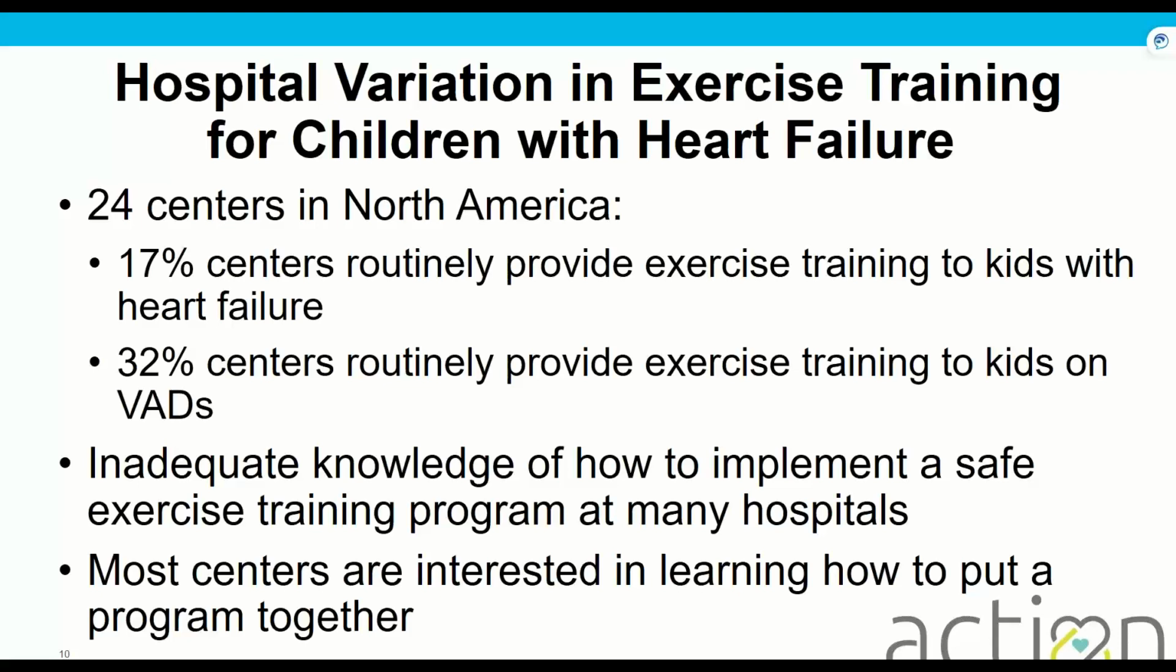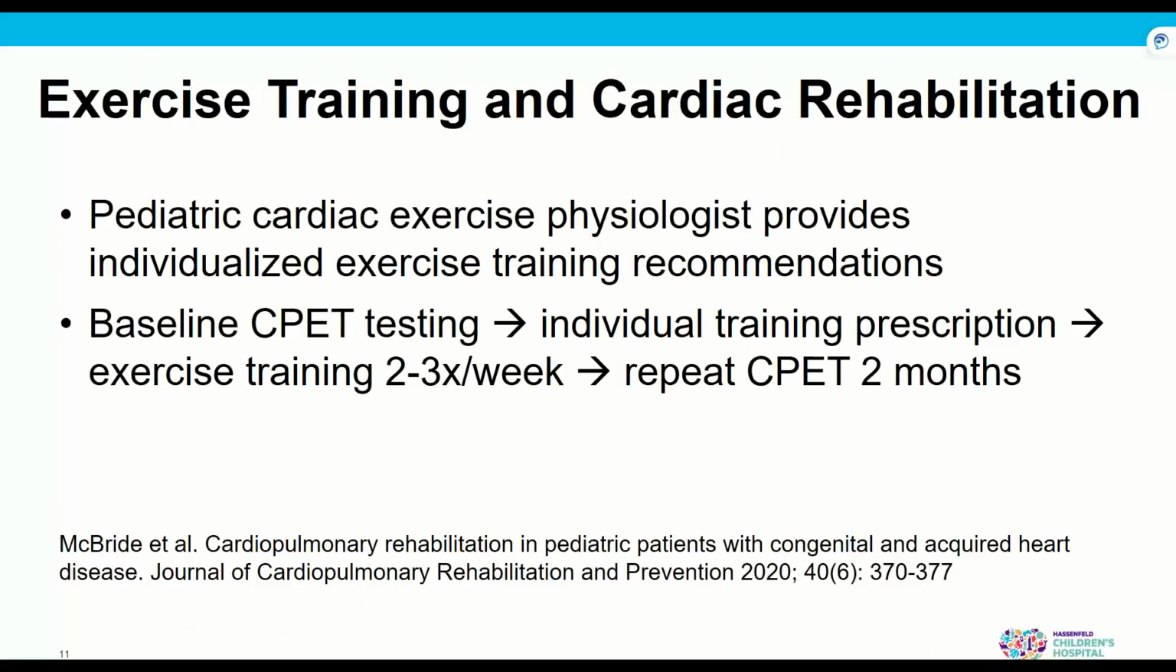And so the centers that have been doing it more often have started to publish their data on how effective it is. So one large group is the group of University of Pennsylvania and the Children's Hospital of Pennsylvania, or CHOP, that have shown that for many decades, they have a pediatric cardiac exercise physiologist who provides individualized exercise training recommendations. And so what they will do is they'll do a baseline CPET test, which we'll talk about in a second. After that test, they get baseline numbers on that patient, and they provide an individual training prescription, which the family can hopefully do at home or maybe an outpatient rehab center at least 2 to 3 times a week. And then they bring them back in to do a repeat CPET to see how they're doing.